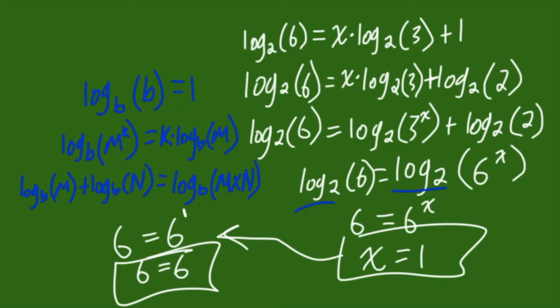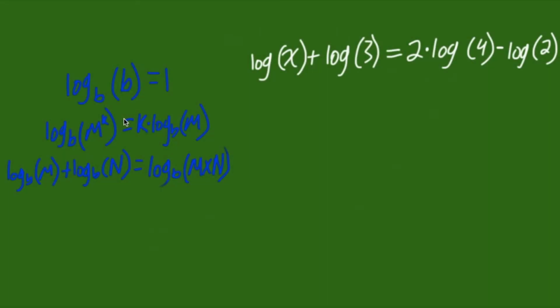We'll look at one more example just to ensure that you understand this. Okay, so now we're on to our second example, and I've left our log laws over here as we'll need them again. So for this example, we have log x plus log 3 is equal to 2 times log 4 minus log 2. So as I said earlier, when you are not given a base, it's just assumed that our base is 10. So we can go in and write all these bases in as 10.